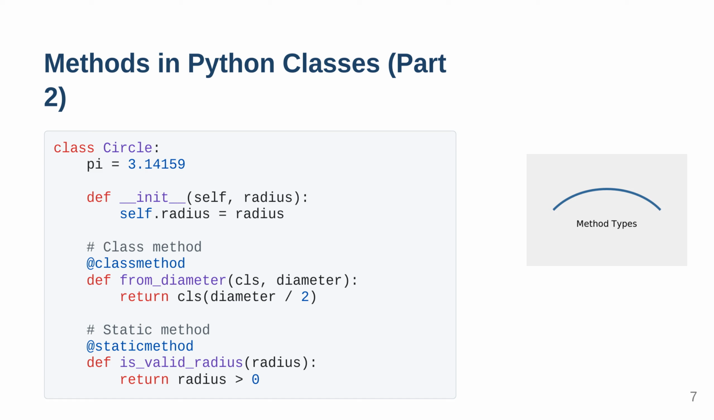Python supports different types of methods. Class methods receive the class as their first argument, cls, and can create instances in different ways. Static methods don't receive any implicit first argument and are basically utility functions. The @classmethod and @staticmethod decorators tell Python how to handle these methods. Each type has its specific use cases.